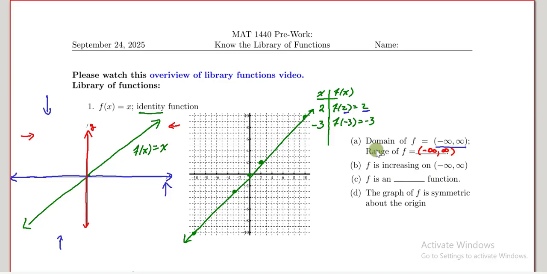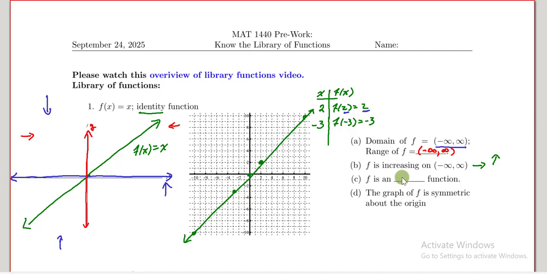I want to say a few other things about this function. This function is increasing on minus infinity to infinity. That is, as you go from left to right, the graph rises. That's what it means to be an increasing function. And it's increasing everywhere on its domain.